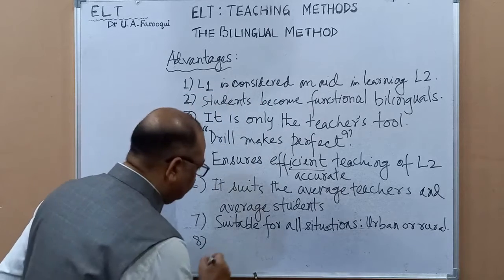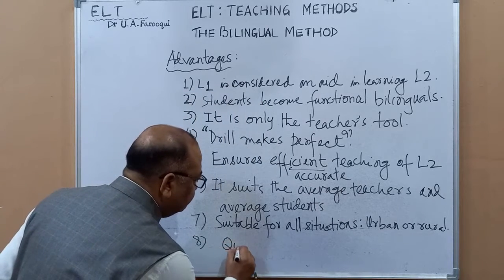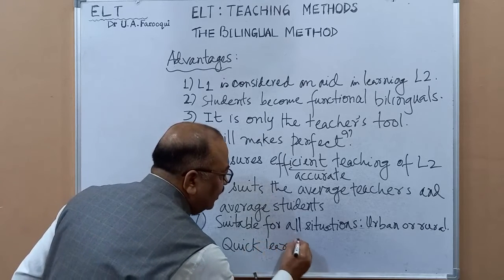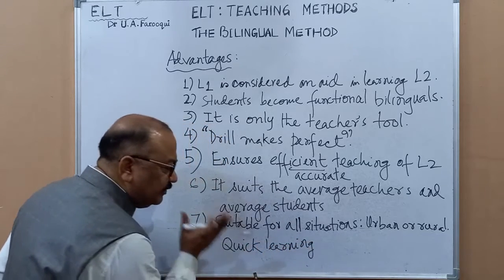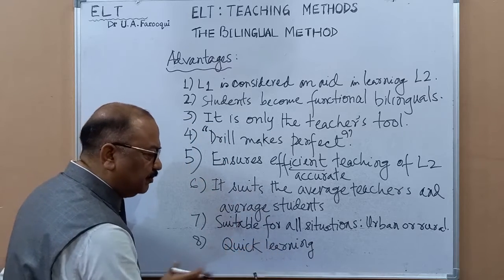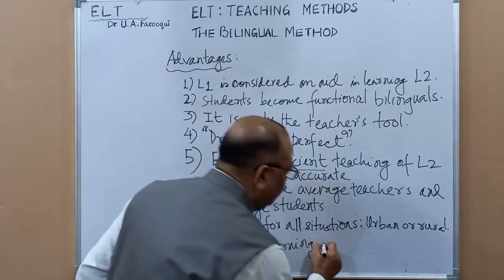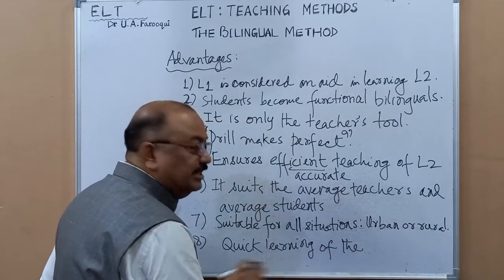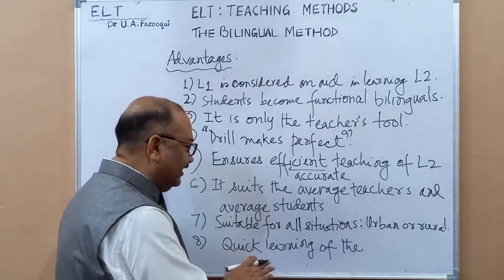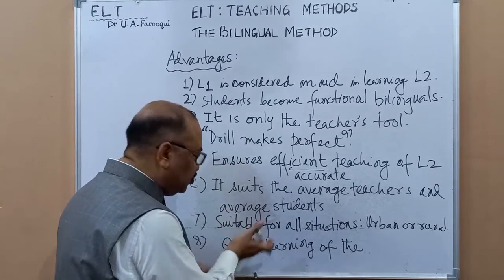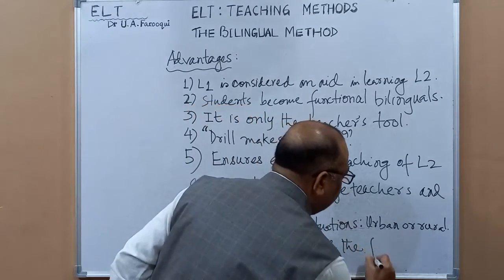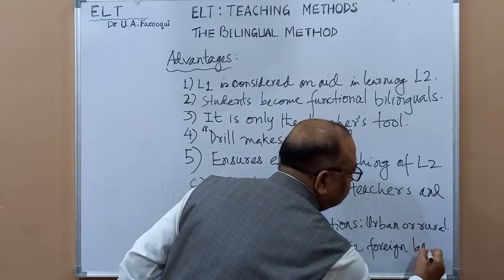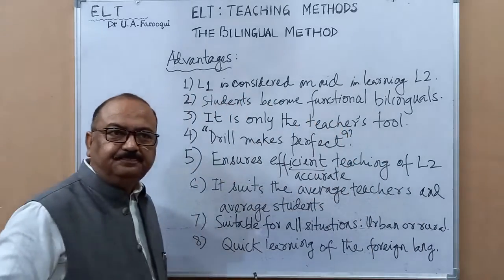Quick learning. You know, if the teacher is smart and the students are also smart, then only we have quick learning of the foreign language. If neither of them is smart, then we do not have quick learning, we have rather slow learning. Quick learning of the foreign language.